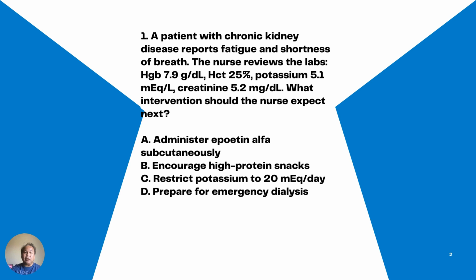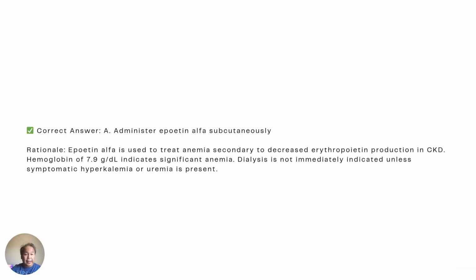So in this particular question, the correct answer is letter A, the administration of epoetin alpha subcutaneously. Epoetin alpha is used to treat anemia secondary to decreased production of erythropoietin in the kidney because of chronic kidney disease. With a hemoglobin of 7.9, it indicates significant anemia. Now, dialysis is not recommended yet unless the patient has symptomatic hyperkalemia or is presenting with uremia.